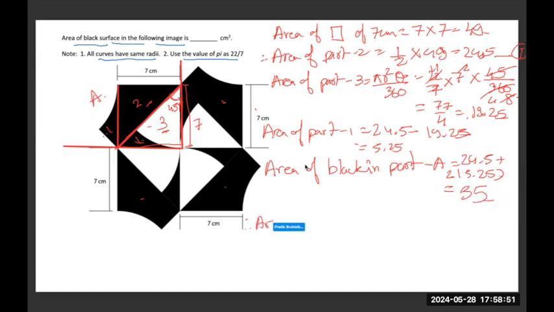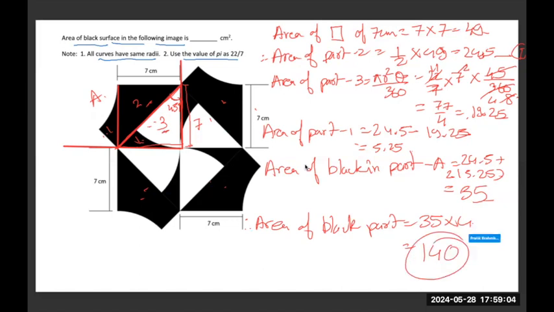Therefore, area of black part will be equal to 35 into 4 because it is happening 4 times, which is equal to 140. Okay.